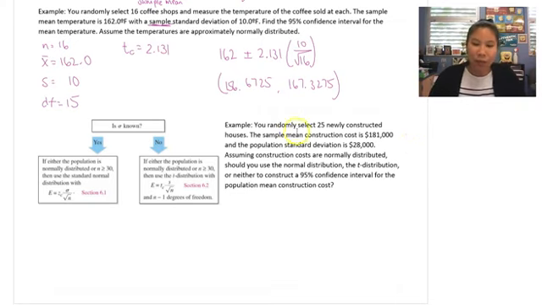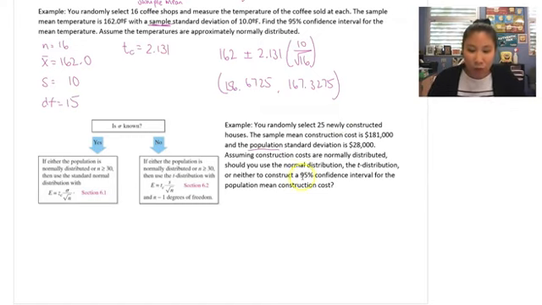In this problem, we say randomly selected 25 newly constructed houses. The sample mean construction cost is $181,000. So here they're saying sample mean, but we don't care about the mean when we're trying to decide which one to use. We only care about the standard deviation. The population standard deviation is $28,000. So right here, when they talk about the standard deviation, they're saying it comes from a population. So right there, that's when you know you're given the population standard deviation.